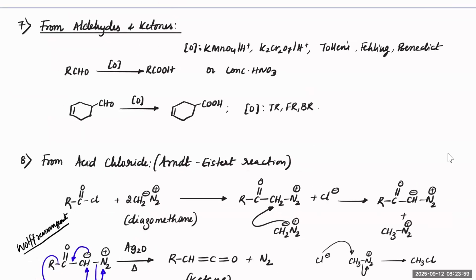How do we get acids from aldehydes and ketones? From aldehydes, we know these are the three famous oxidizing agents: Tollens, Fehling's, and Benedict's. Alongside, we can also add KMnO4, K2Cr2O7. KMnO4 and K2Cr2O7 do not have a controlled oxidation part. That means if you have a double bond, it will break there also, but these three will have only controlled oxidation. That means they will only and only oxidize the aldehyde part. So for example, if you want to convert this into this, then the better oxidizing agents are Tollens, Fehling's, and Benedict's.